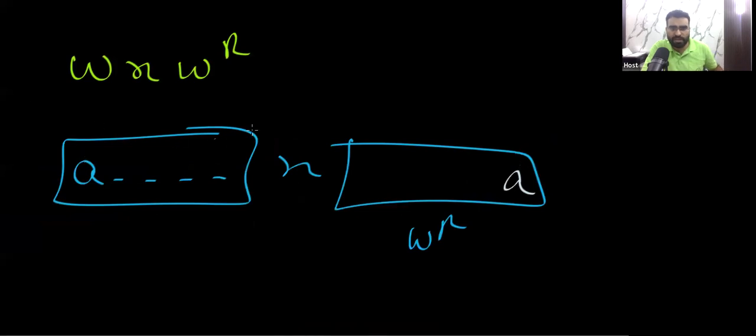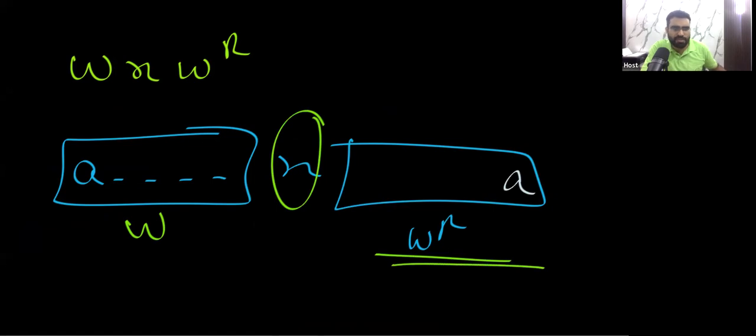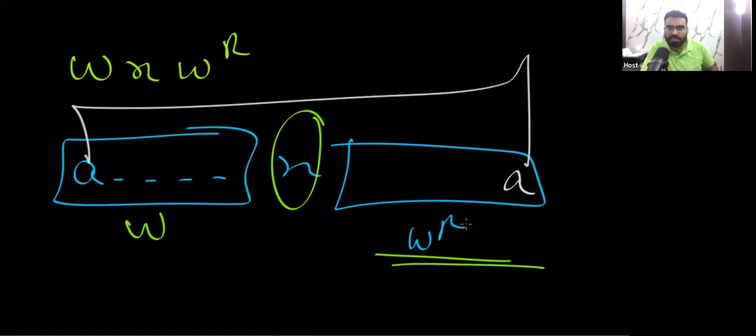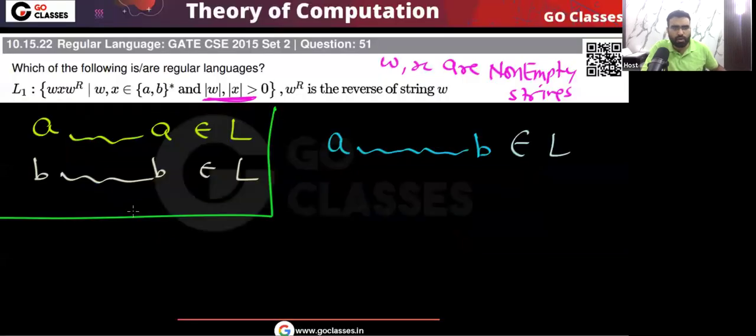Whatever W you take, if this is your W, then there is X, and then there is W reverse. So you can note this A should be there here. If the first symbol is A, the last symbol must be A. So remember, this string can never belong to the language.